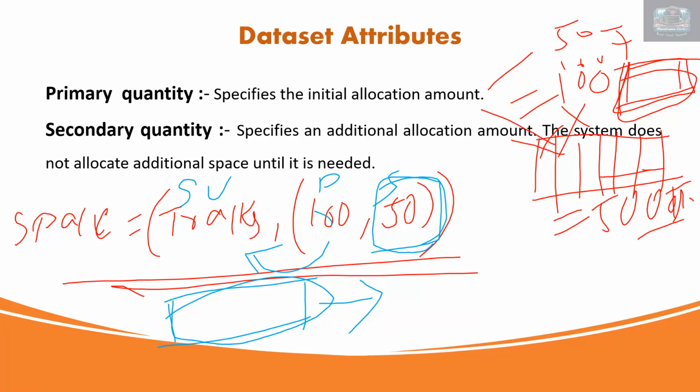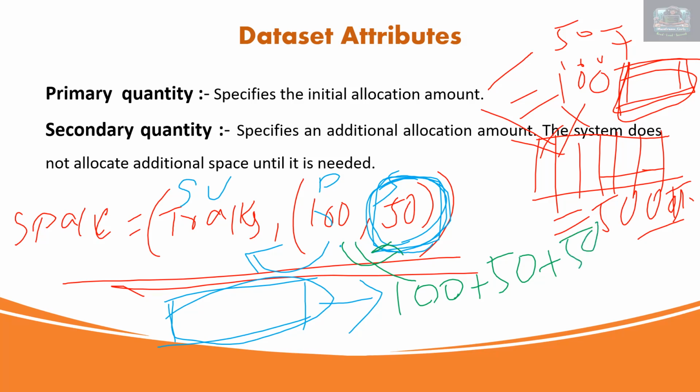Then the secondary allocation comes into picture. After 100 tracks, what happens? If you need another track, it will take one space from the secondary. So 100 plus 50. If after these 150 tracks are completed, again it says I need another one, my data set has to extend more, I need more space, again you will get 50.